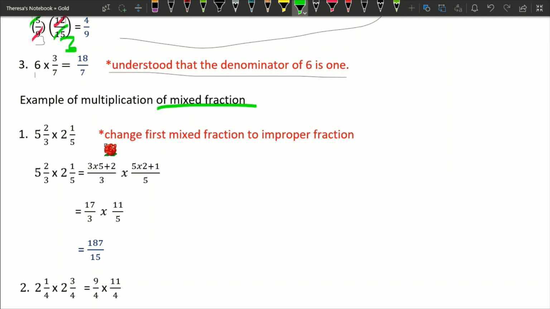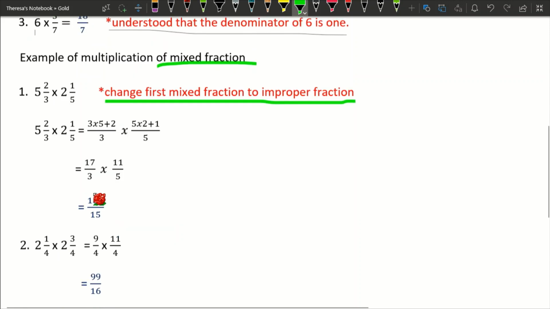So simple lang. Gagawin nyo, i-change nyo muna yung mixed fraction to improper fraction. So kung ano yung improper fraction, we have already discussed about it. So yung improper fraction, ibig sabihin nun, mas mataas yung numerator compare sa denominator. Yun yung improper fraction, right? So, ang gagawin natin, itong mixed fraction natin, i-change muna natin siya into improper fraction. At kung paano gagawin yun, meron din tayong ibang video about that. Okay? Para mas lalo nyo itong maintindihan. Okay? Converting mixed fraction into improper fraction.